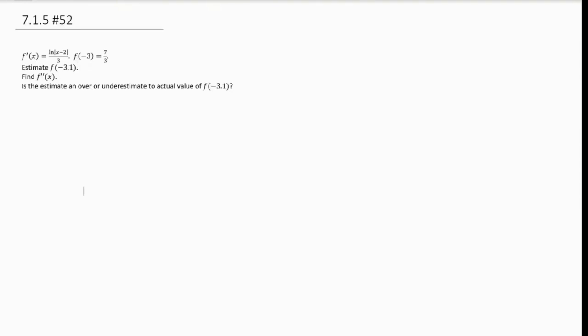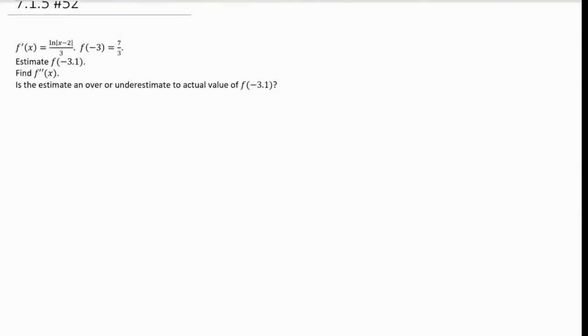Okay, so we are given f prime, and we are given one point: at x equals -3, our y value is 7/3. And what we're going to do is estimate f of -3.1 given this information. So the easiest way to estimate another point that's close to a given point is to use a tangent line. So y is equal to m times (x minus x1) plus y1. And then x1 is going to be -3, and y1 is going to be 7/3. But m is found by f prime of x1, which is -3.